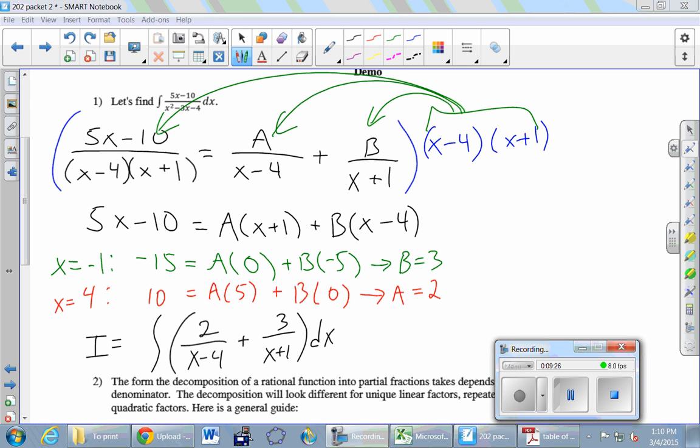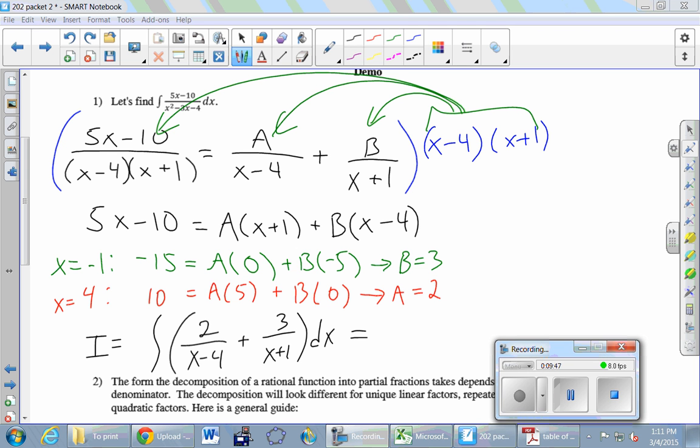Everybody see what we did there? Just go back to your original equation and plug in the a and b that we just found. And the hope is that those are two easy integrals now, right? There's a plus sign between, so mentally I'm separating it into two integrals. And the integral of 2 over x minus 4, it's a u substitution.